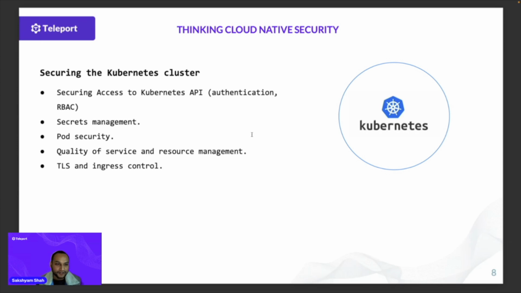Then after that, of course, secrets management, how you store secrets in Kubernetes clusters. Then you have to think about pod security, how the pods are managed. This includes pod admission controls, and also everything that is related to the host pod itself. For example, how do you define a namespace to differentiate between different applications that go into Kubernetes clusters. Then you have to think about quality of service and resource management, because if the resources themselves are not adequate, you might run into problems that affect security. And then lastly, you have to think about how you implement and manage TLS or ingress controls to Kubernetes clusters.